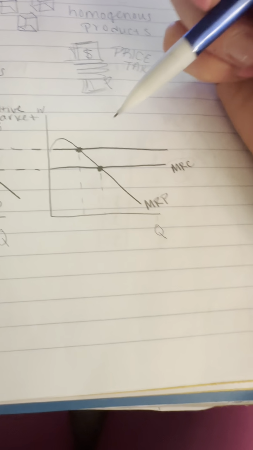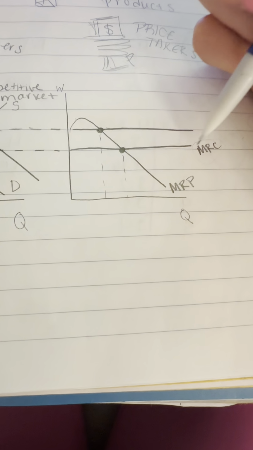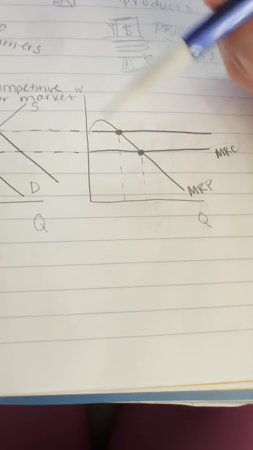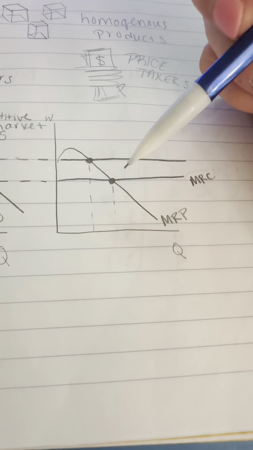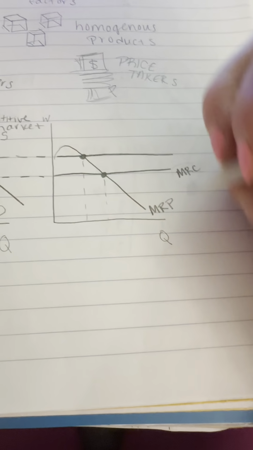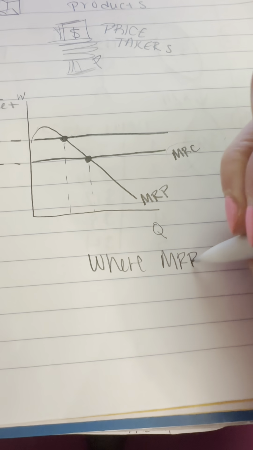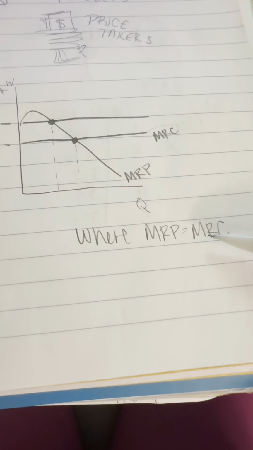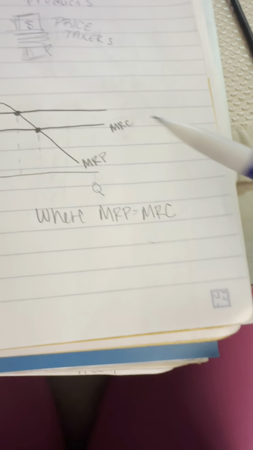And really, at these points where your MRP equals your MRC, the firm is continuing to hire workers until the MRP of the last worker equals the MRC, which is your wage rate. And the optimal point is where MRP equals MRC. The firm maximizes profit and achieves the most efficient allocation of their labor.